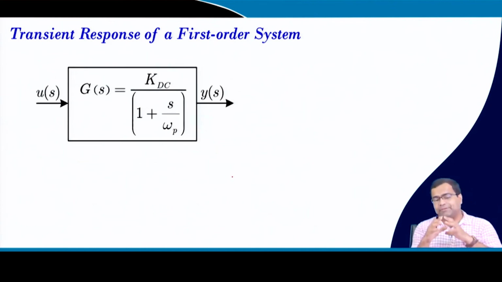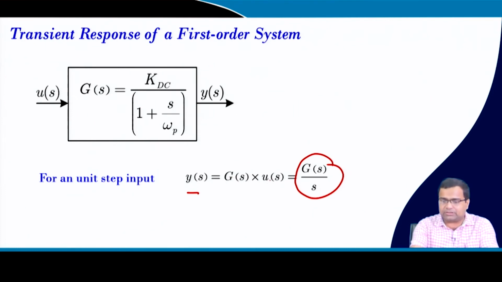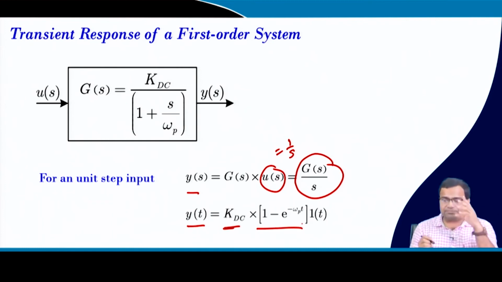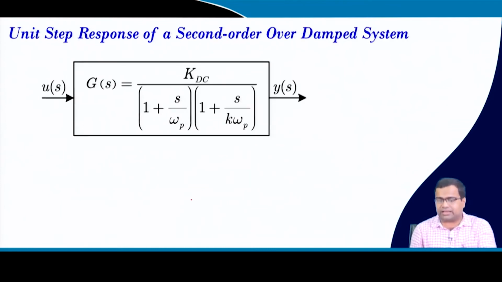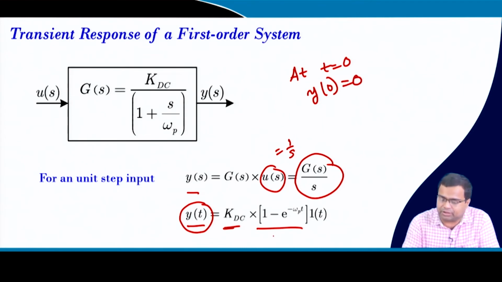Next, if you want to see the step transient response, now we apply a unit step input. Then the output will be g of s by s, because u of s will be equal to 1 by s if it is a unit step. Then you can obtain by means of inverse Laplace the DC gain multiplied by this term. That means at t equal to 0, the output will be 0, right. That means y of 0 is 0, because e to the power 0 is 1, right.